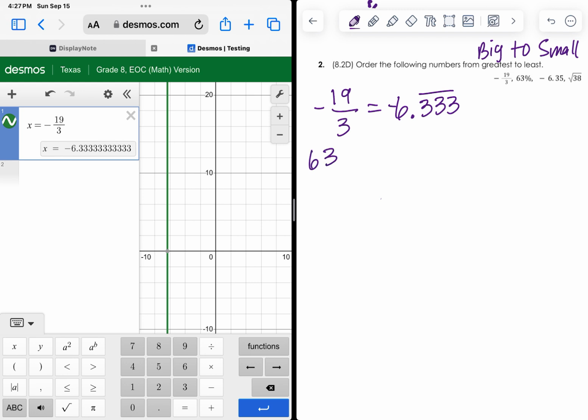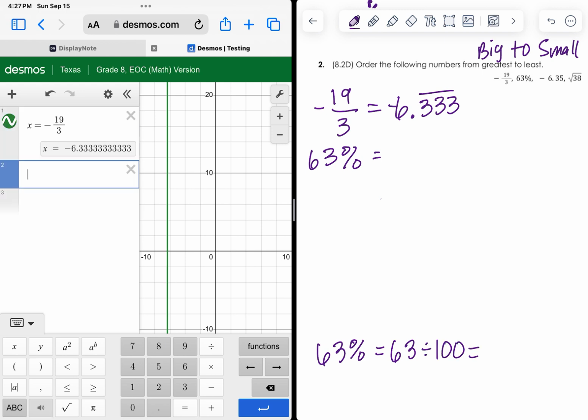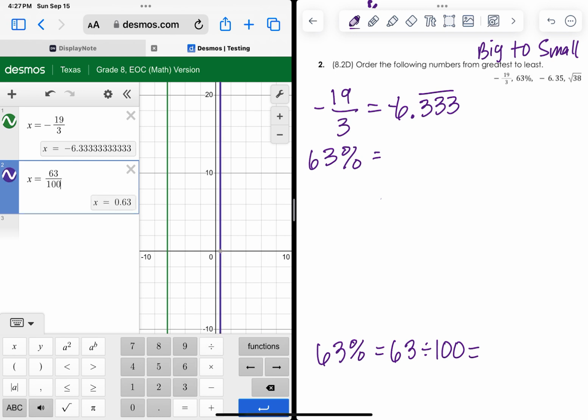My next number is 63%. Remember that percents are just out of 100. So 63 divided by 100. And I'm going to type that into Desmos. I'm going to start with x equals because I want it to graph a lovely line. 63 divided by 100 is 0.63. And as I'm writing these, I'm lining up my decimal places, so I'm going to fill in a 0 there for that placeholder.